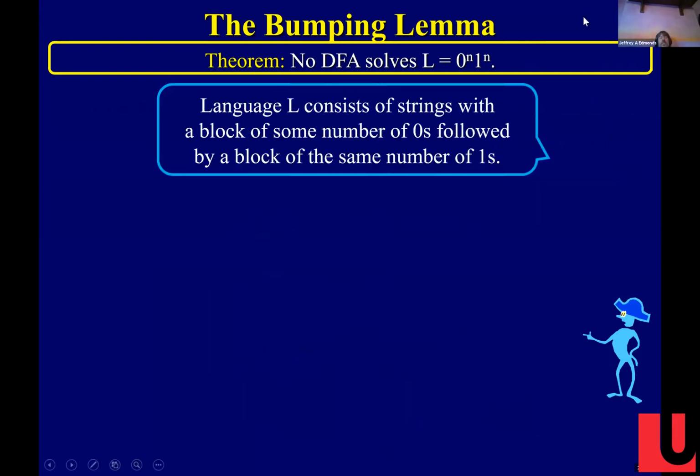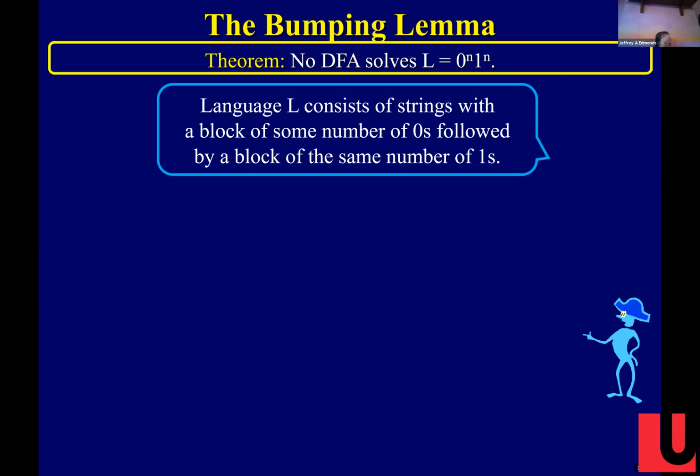Well, the language L consists of a block of zeros followed by a block of ones, where the number of zeros and the number of ones have to be the same, right? So you can think about it: you have to take this string and break it up into first name, last name. And the clear first name is 0^n, and the clear last name is 1^n. So think about it as the first boy knows how many zeros there are, and the second boy knows how many ones there are. And what does the first boy have to tell the second boy?